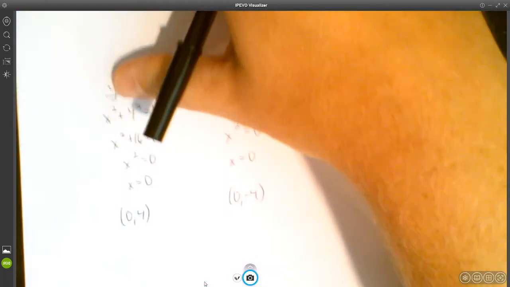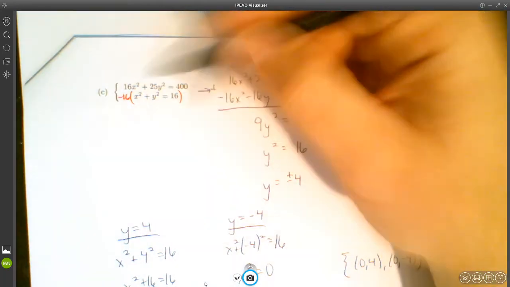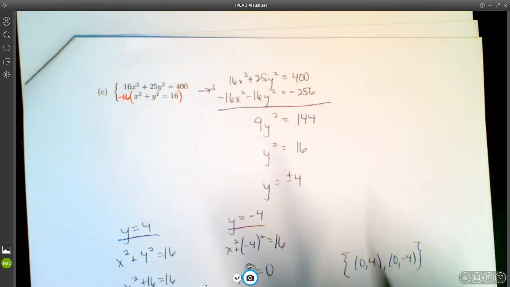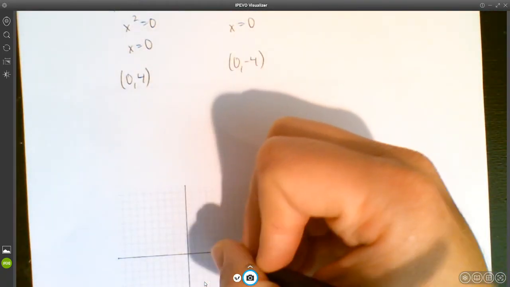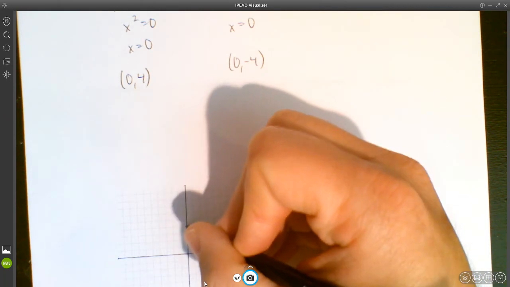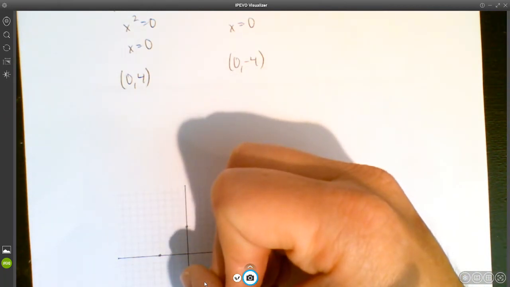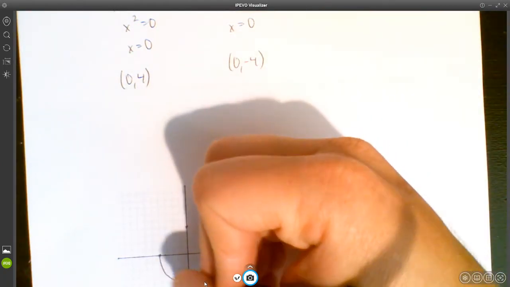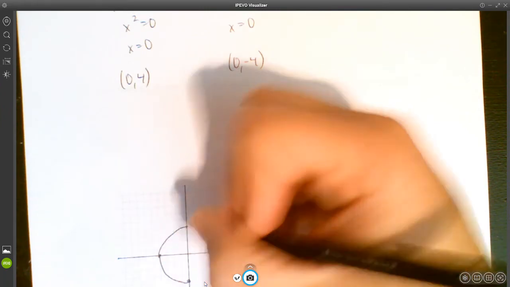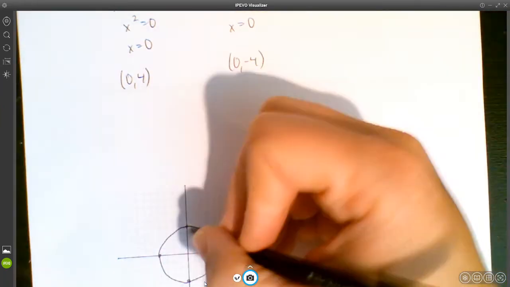Let's graph the thing to see what's going on. So, I'm going to do the bottom equation first just because it's a little easier. x squared plus y squared equals 16 is a circle centered at (0, 0) with radius 4. 1, 2, 3, 4. 1, 2, 3, 4. Okay, so there's the circle.